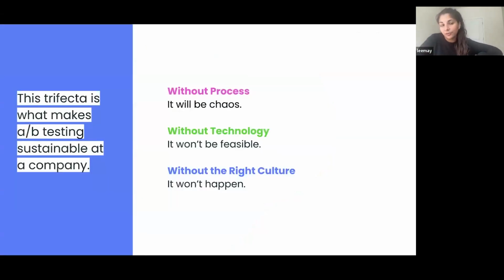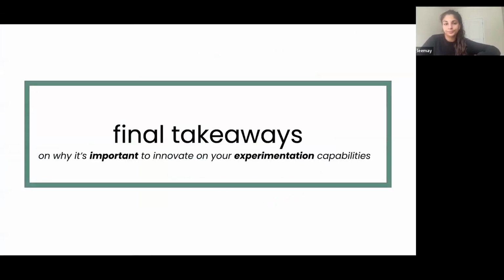All right, this trifecta is what makes A/B testing sustainable at any company, especially at a company that wants to innovate and leverage AI. Without process, it'll be chaos. Without technology, it obviously won't be feasible. You won't be able to run an A/B test. And without the right culture, no one's going to want to run an A/B test on the product.